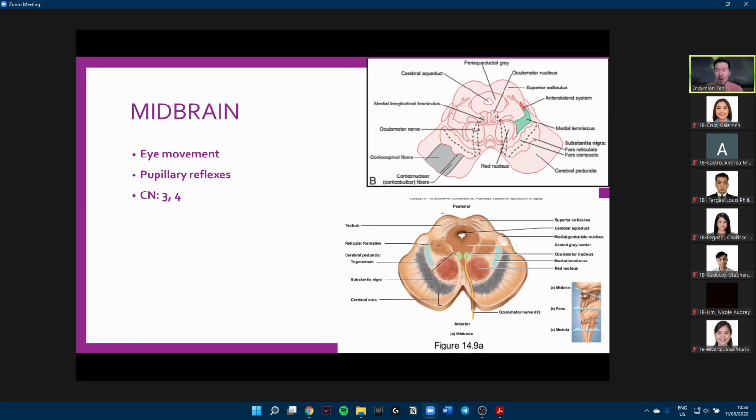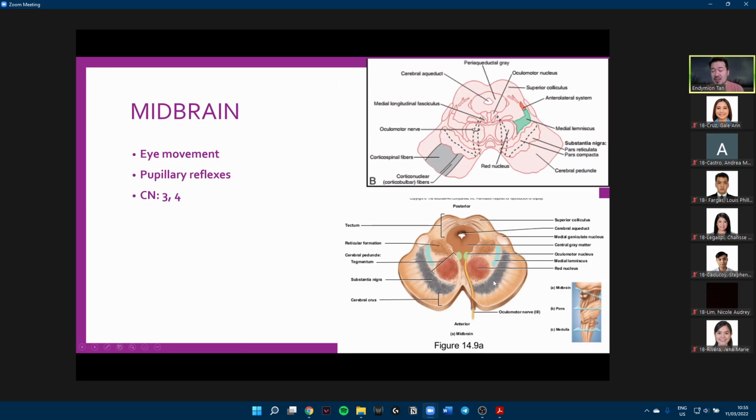Midbrain, pons, both. Both, because all the extraocular muscles, meaning cranial nerve 3, cranial nerve 4, and cranial nerve 6, are affected. So the midbrain and the pons. Okay? Another important structure in the midbrain is a grayish part here, grayish black.